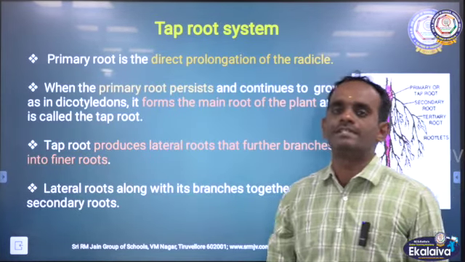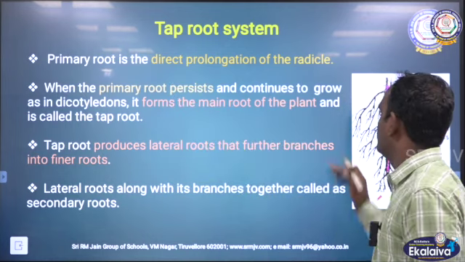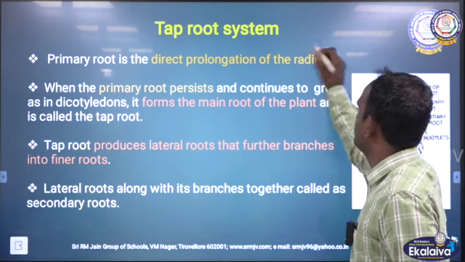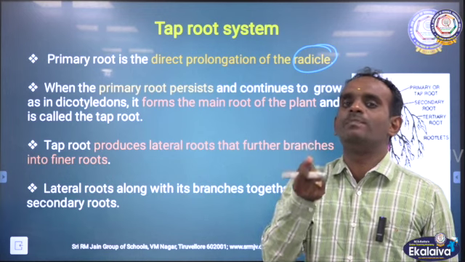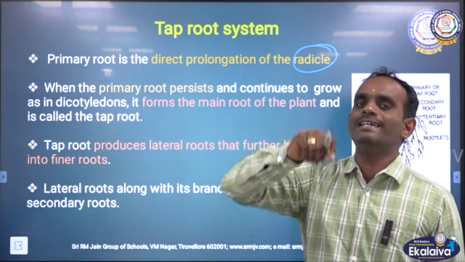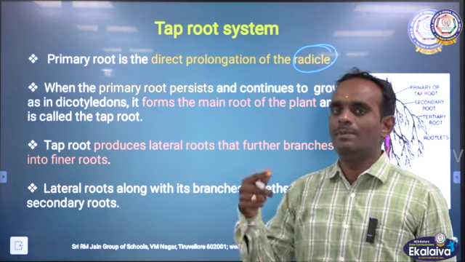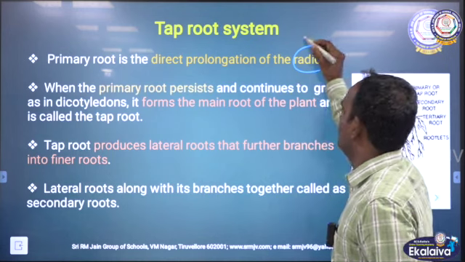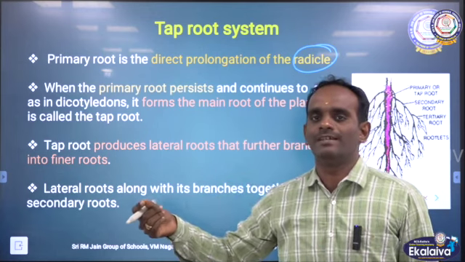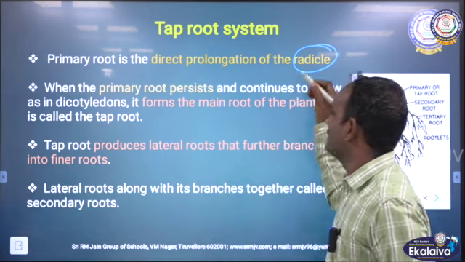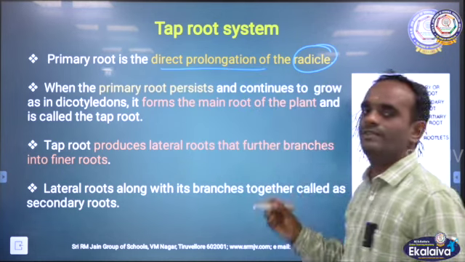First, we will see the taproot system. The primary root is the direct prolongation of the radicle. We already discussed about radicle. What is radicle? A small outgrowth, the first organ, the first part which arises after the seed is germinated in the soil, that is called radicle. Are you able to follow? So, radicle is the first part arisen from the seed when it is germinated in the soil. Okay. So, in that radicle the primary root arises. So, primary root is a direct prolongation of the radicle.